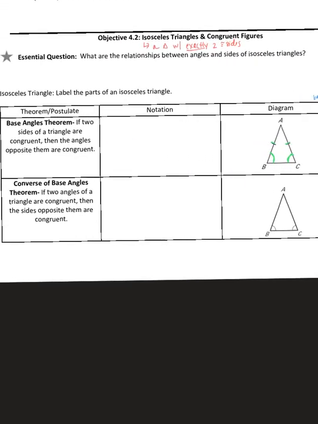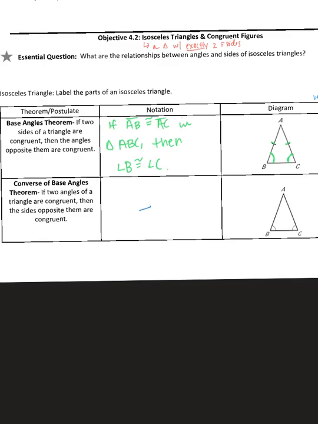So we can say if segment AB is congruent to segment AC in triangle ABC, then angle B is congruent to angle C. And that's appropriate notation for that.